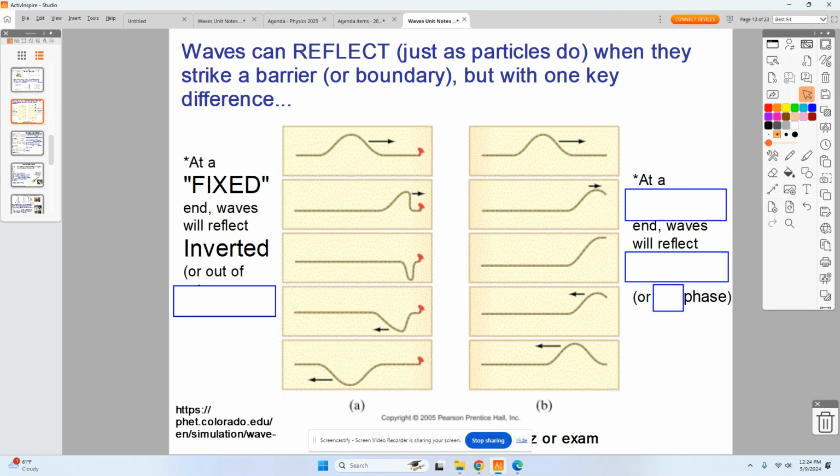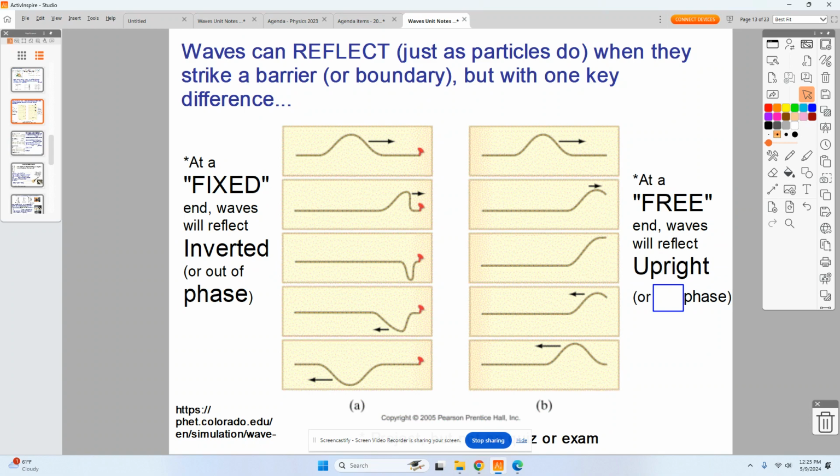We would say it's out of phase. Phase represents what that waveform is doing. Is it going up or is it going down? Where is it in its motion? So we would say that a wave that hits a fixed boundary reflects inverted. Now waves can sometimes hit a free boundary. A free boundary would allow the wave to reflect. The disturbance gets to the end of it. When it comes back, though, it reflects upright, or we would say it's an in-phase reflection.